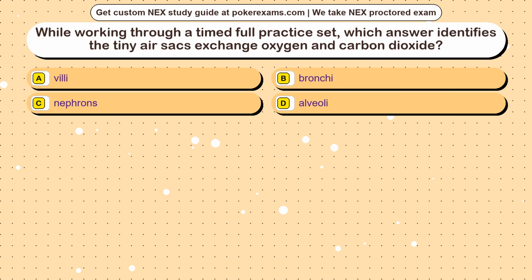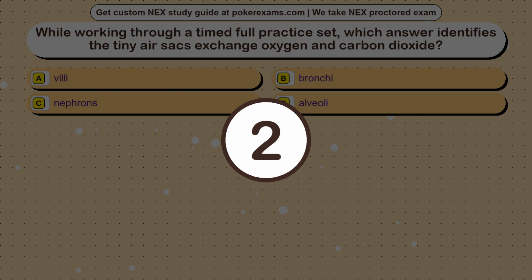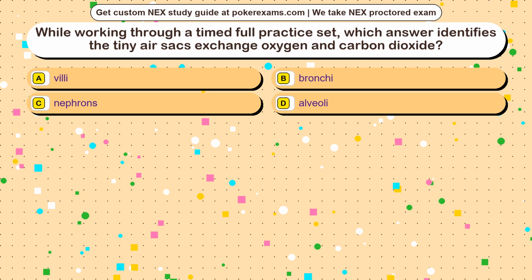Question 8. While working through a timed full practice set, which answer identifies the tiny air sacs that exchange oxygen and carbon dioxide? Option A, villi. Option B, bronchi. Option C, nephrons. Option D, alveoli. The correct answer is option.